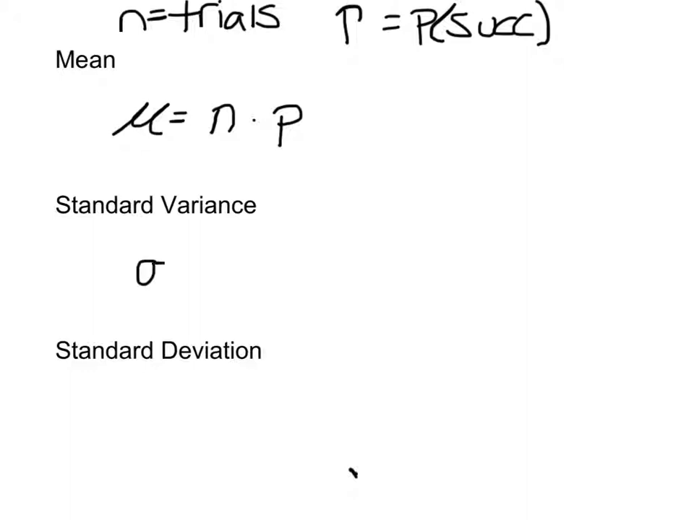To find my variance, you're going to take your N, multiply it by your P, and then multiply it by your Q. Remember, Q is the probability of a failure. And then standard deviation is just simply going to be the square root of the variance formula.